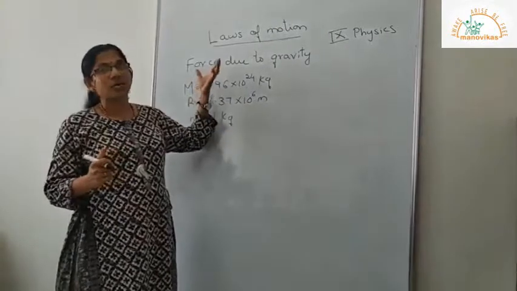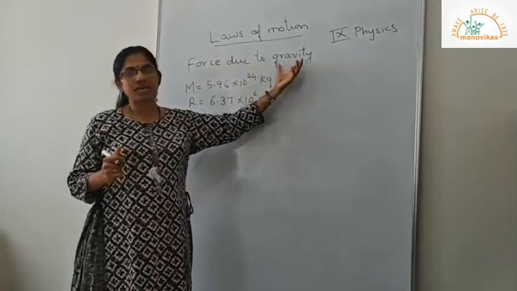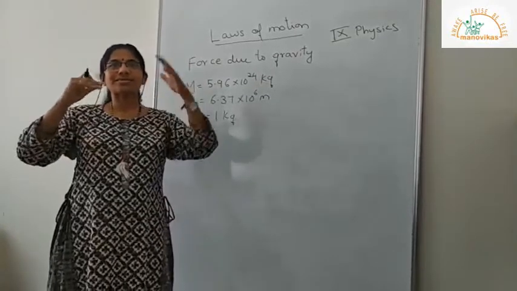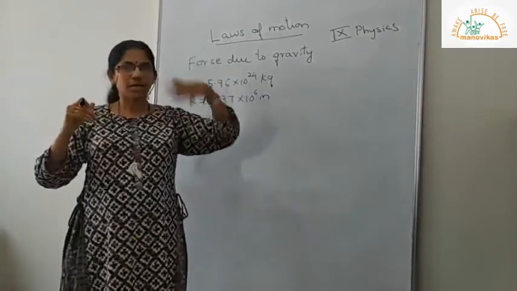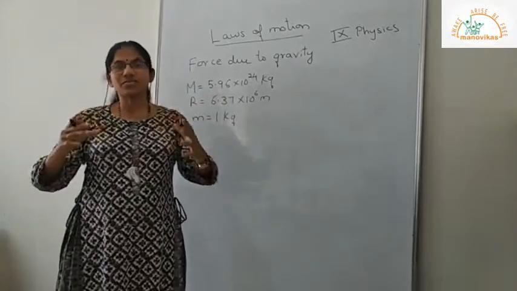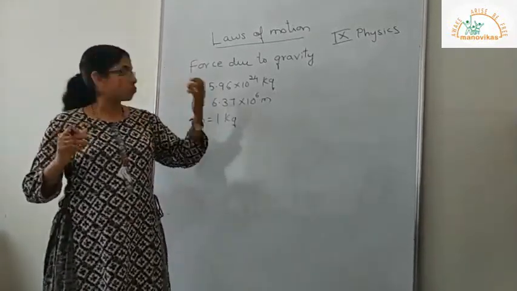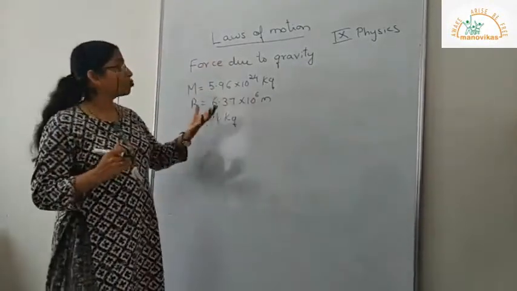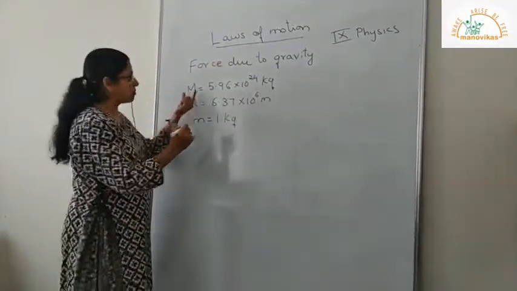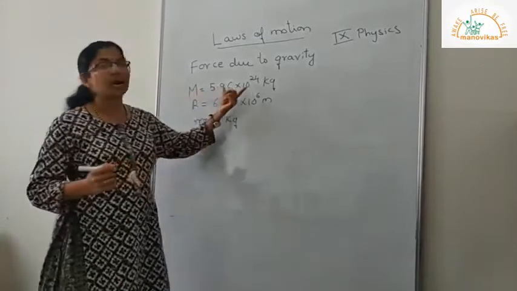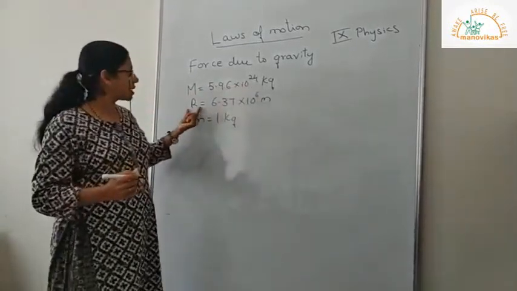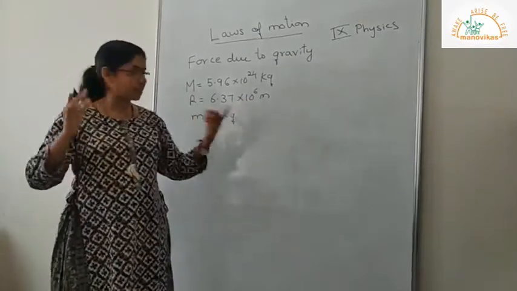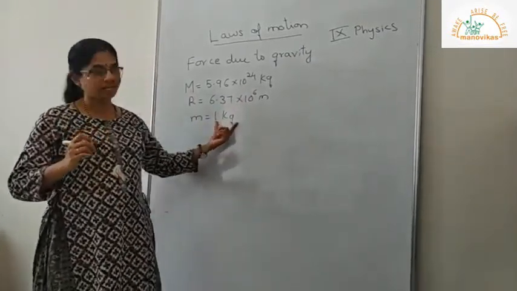Now, I'm going to explain the force due to gravity on a 1 kg mass which is present at a certain distance from the Earth. Suppose it is kept on the surface of the Earth, for example. So now let's see what is the force due to gravity. If capital N is the mass of the Earth, R is the radius of the Earth, and small n is the mass of the object, that is 1 kg mass.